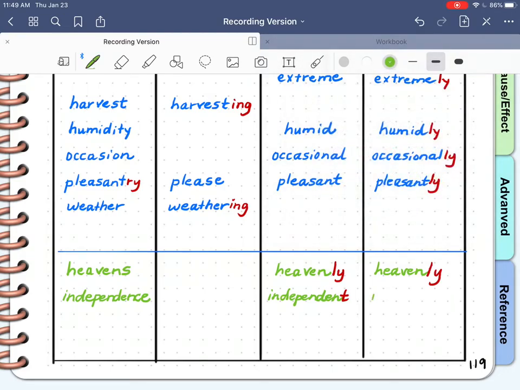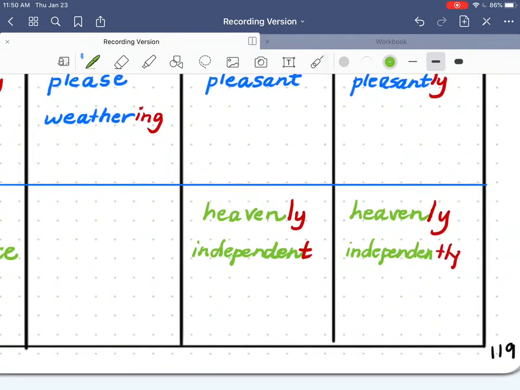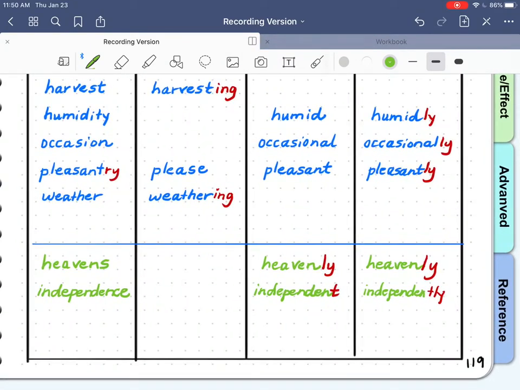If you say independently, and actually, let me get my eraser. Independently tells you how someone is doing something. If you're telling me that your baby can walk independently, you're telling me how he can do that. So all of those words relate to doing something on your own.